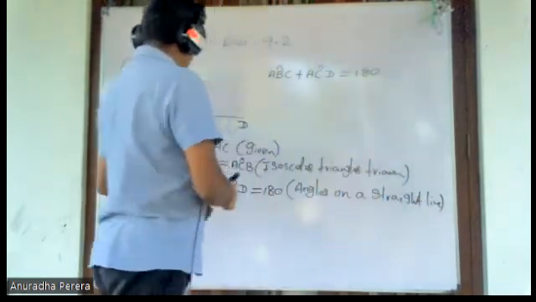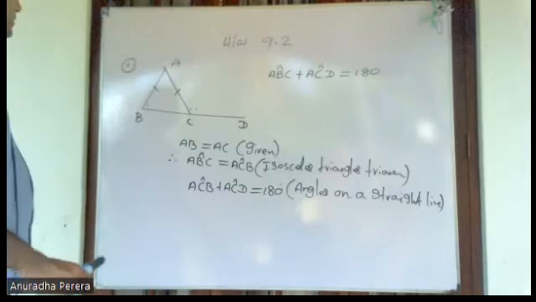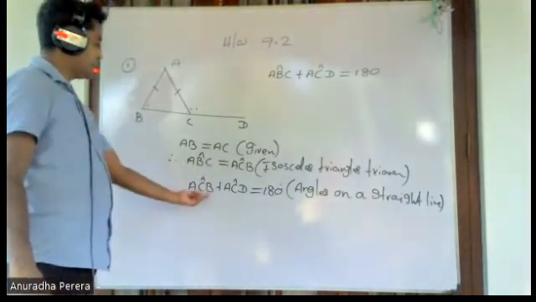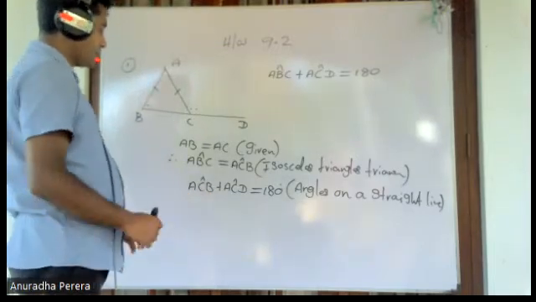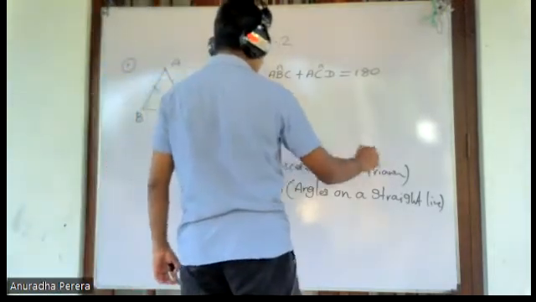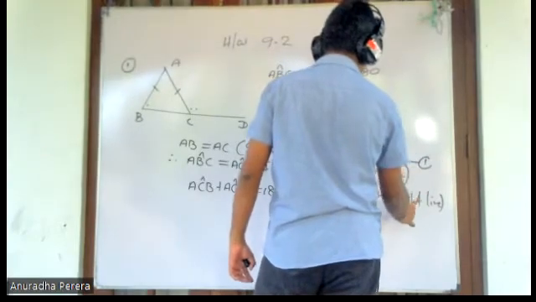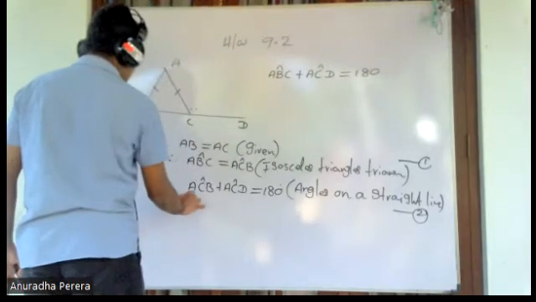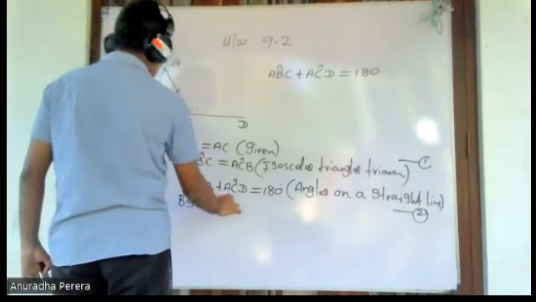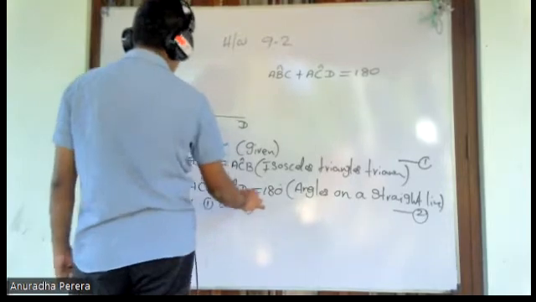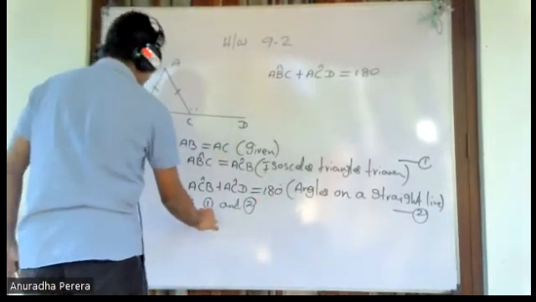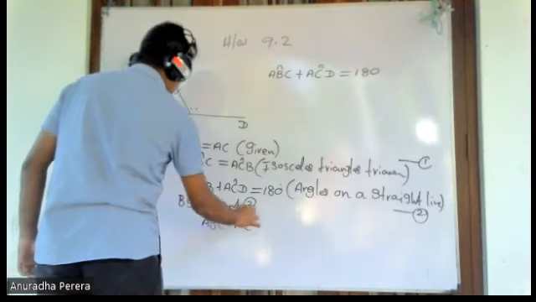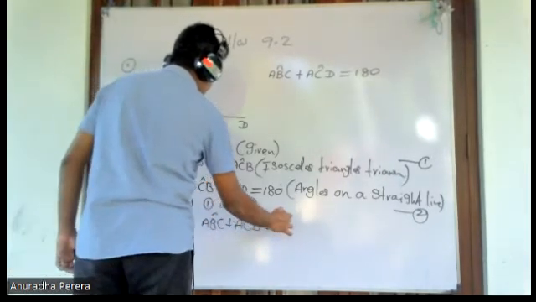Right? The answer is ABC plus ACD. But you know, ABC equals ACB. Then you can substitute ABC for ACB. I think you can name this as 1 and this as 2. Then write down by 1 and 2: ABC plus ACD is 180 degrees.